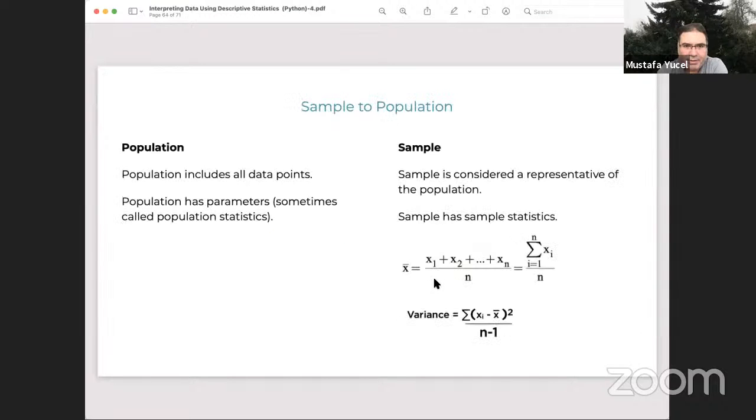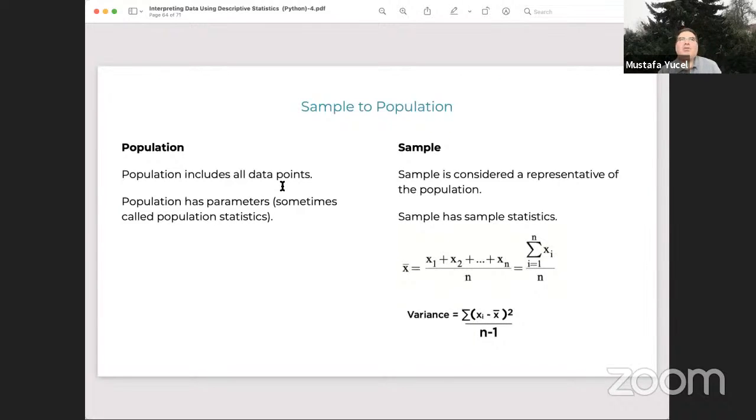Confidence intervals here. Sample to population. Population, we didn't talk about much. If you have the opportunity to reach all data points, real data points, that's the population. Population includes all data points. Population has parameters, sometimes called population statistics.